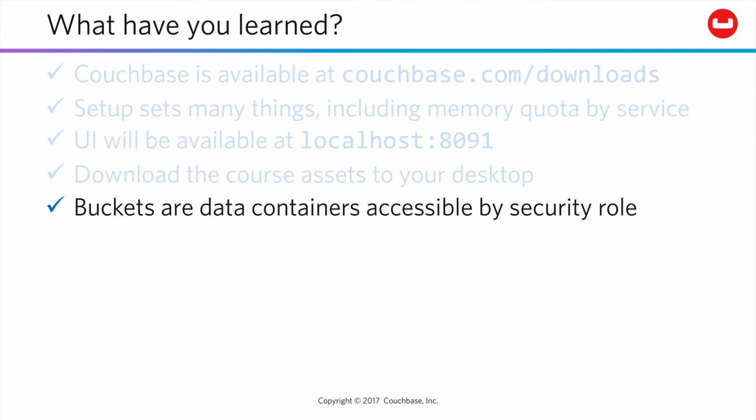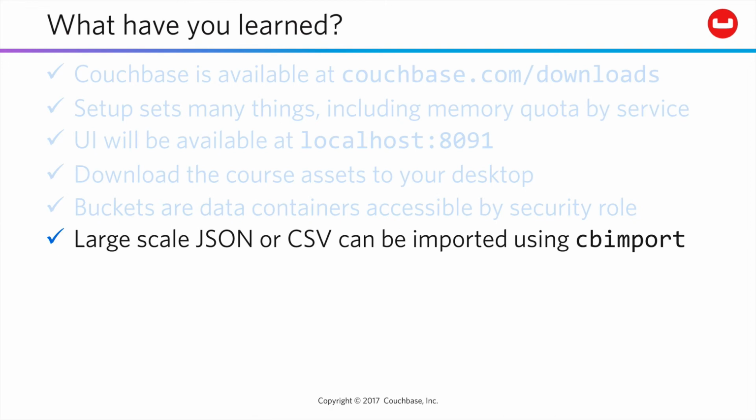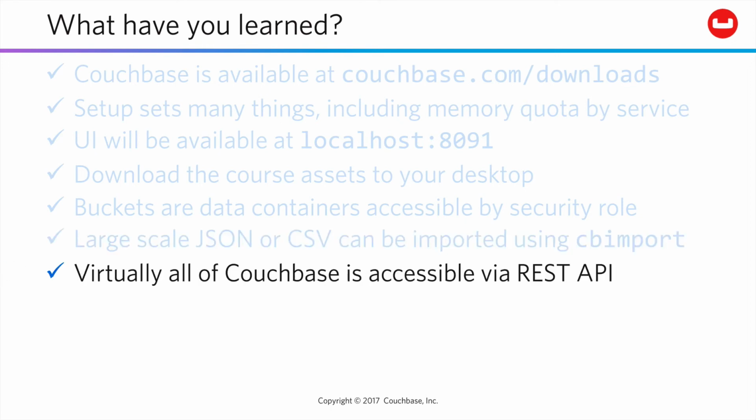Buckets are top-level data containers, accessible with an appropriate security role. Either JSON or CSV formatted data can be rapidly ingested using CB import, with features in the tool including automatic key generation based on the imported data, as well as auto-incrementing. And virtually all of Couchbase is accessible via REST API for easy integration with your existing external systems.